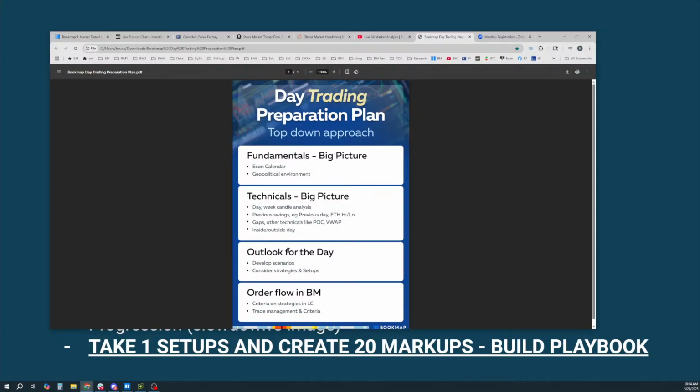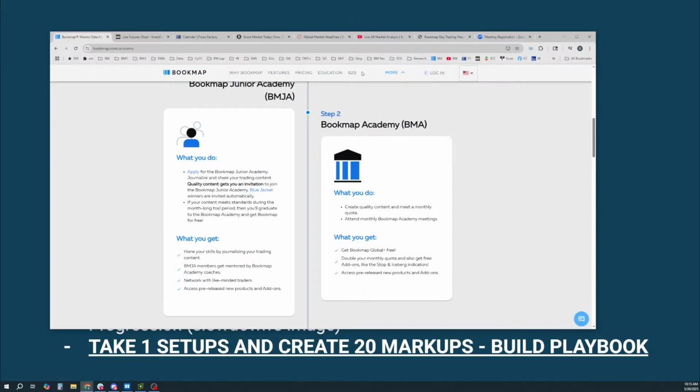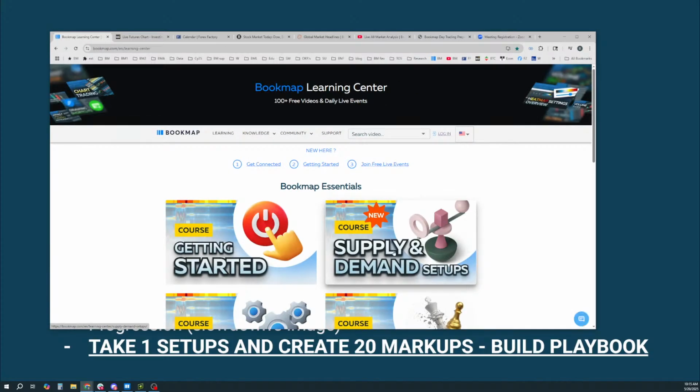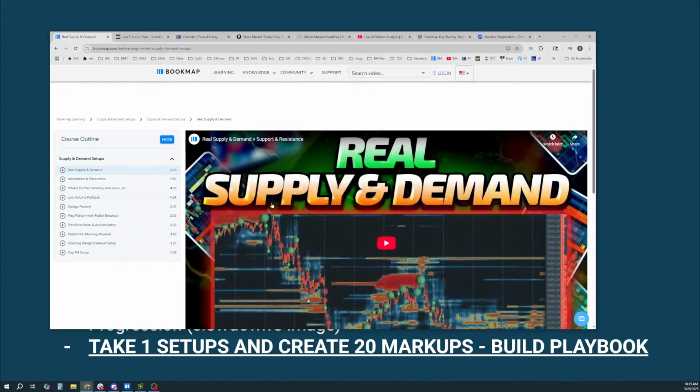Is it going to be a trending day? Is it going to be a choppy day? If it's a choppy day, when could it turn into a trending day, etc. Okay, that's when we get to the final piece here, which is the order flow in Bookmap and looking at the criteria in your setups and your strategies. That's where this here comes into play: understanding your strategies and setups.